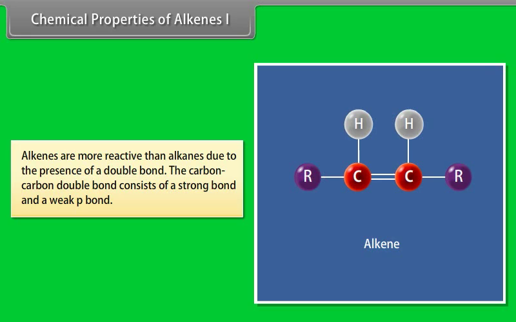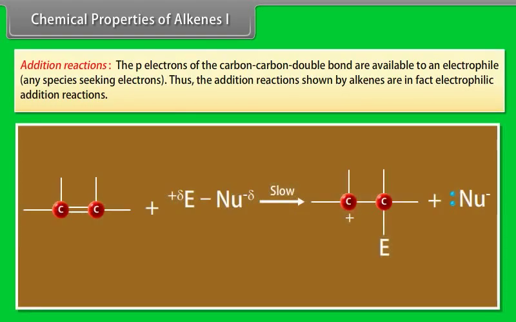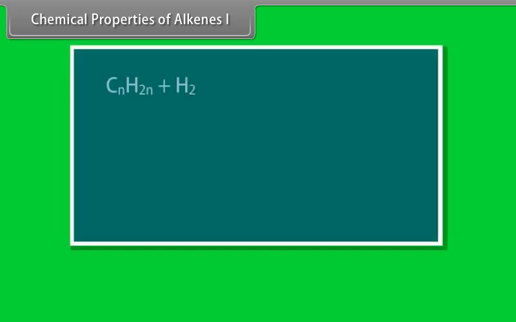Chemical properties of alkenes Part 1. Alkenes are more reactive than alkanes due to the presence of a double bond. The carbon-carbon double bond consists of a strong sigma bond and a weak pi bond. Addition reactions. The pi electrons of the carbon-carbon double bond are available to an electrophile, any species seeking electrons. Thus, the addition reactions shown by alkenes are in fact electrophilic addition reactions. Addition of hydrogen. Alkenes add hydrogen in the presence of platinum or nickel catalyst to form alkanes. The reaction, termed hydrogenation, is an exothermic reaction.